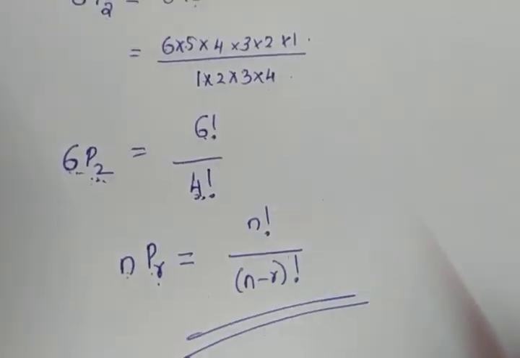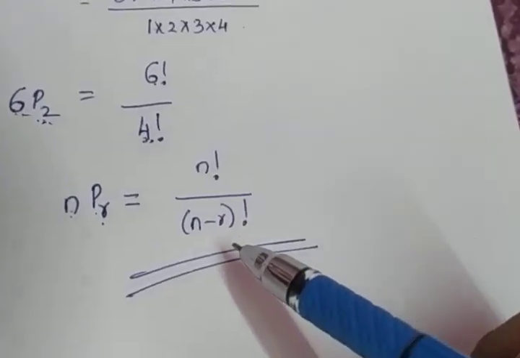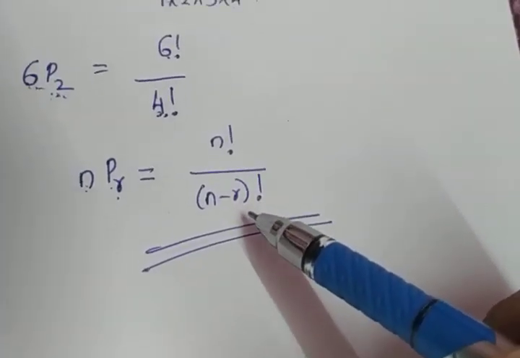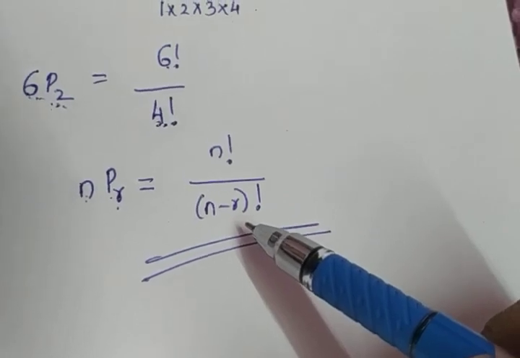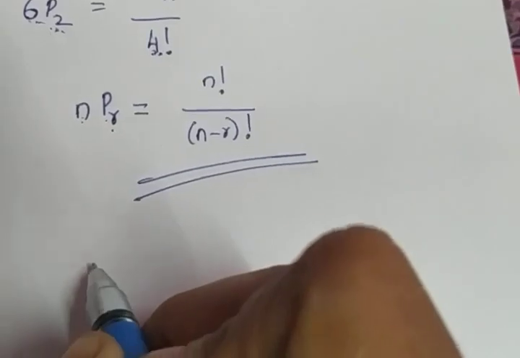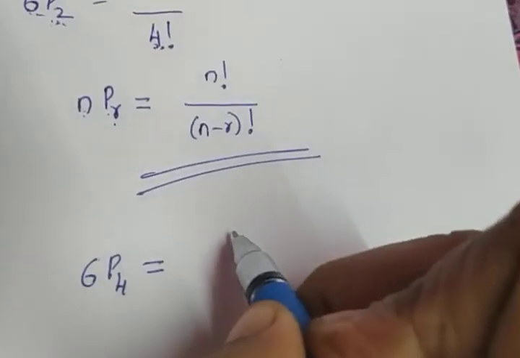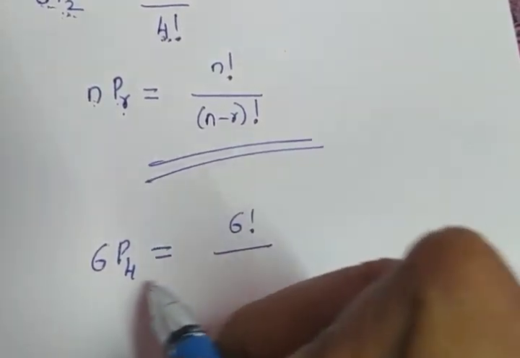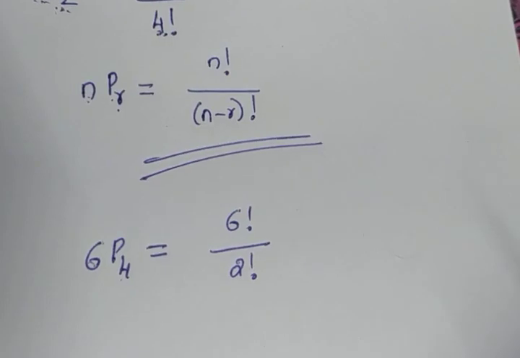So learn the formula by heart, and instead of memorizing all of this, just memorize the formula: nPr is equal to n factorial by n minus r factorial. n factorial divided by n minus r factorial. Okay, so then can you say what is 6P4? What will be the value? 6 factorial divided by 6 minus 4. 6 minus 4 is 2 factorial. Again, you can simplify and find the value.